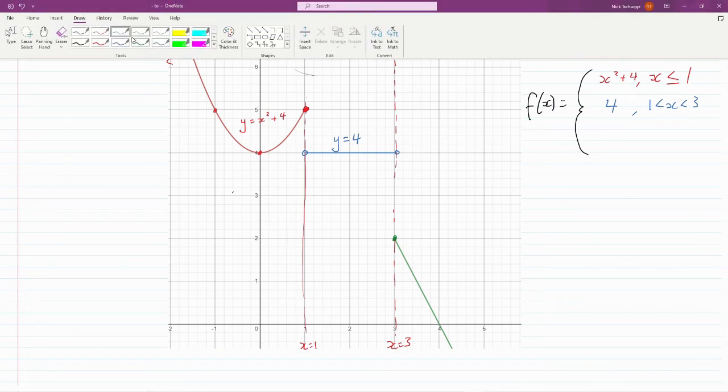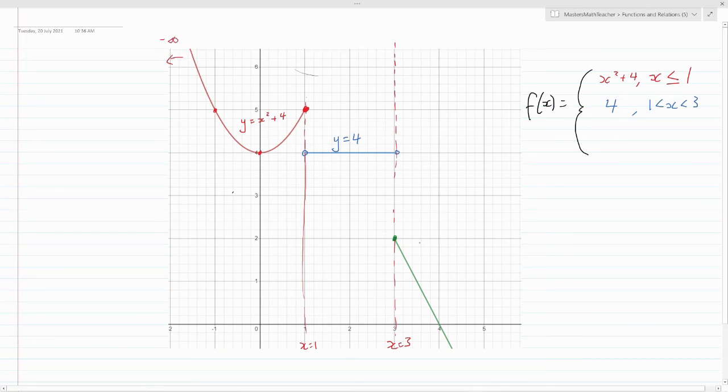Now let's look at the final graph. It's this green graph down here. We know it's a straight line graph, so it's the y equals mx plus c graph. However, we don't actually know much else. Can we find the gradient? I want you to pause the video and see if you can find the gradient and the y-intercept of this graph.